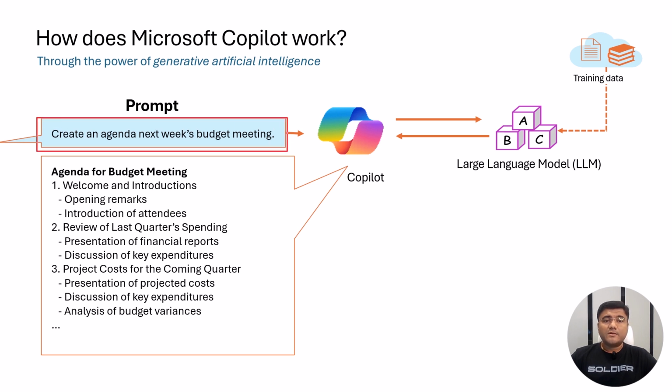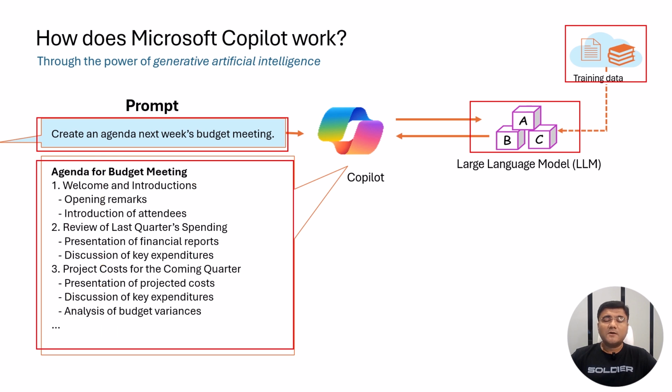Microsoft Copilot is not like a chatbot. Most people think we are going to provide some kind of natural language text input, which we call a prompt. So let's say I'm providing a prompt: create an agenda for next week's budget meeting. When I provide the prompt, Copilot is going to take that. In the background, we have a large language model that's going to understand that input prompt using the encoder, decoder, which we discussed, and then it's going to use the training data it is based on, and it's going to give you the response which is generated here.